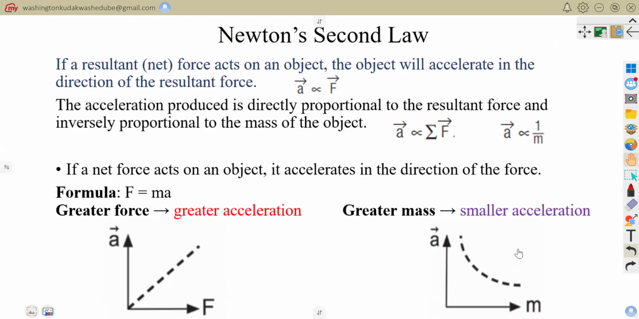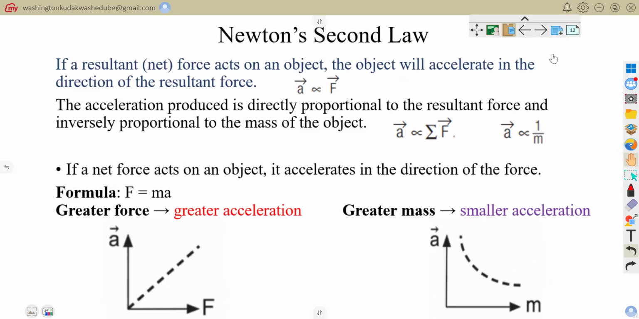So the magnitude of the acceleration does not vary in a straight line. It varies inversely proportionally, so the graph has to be a curve. Once you understand that, then you know Newton's second law. What is left is to apply this law in the calculations that we are going to do next, so that we get some practice.